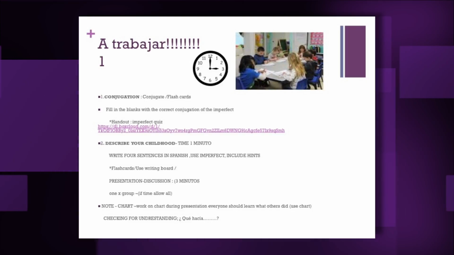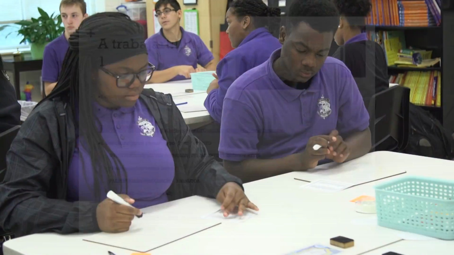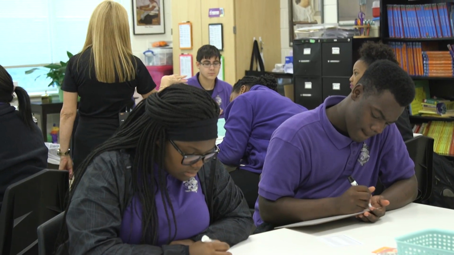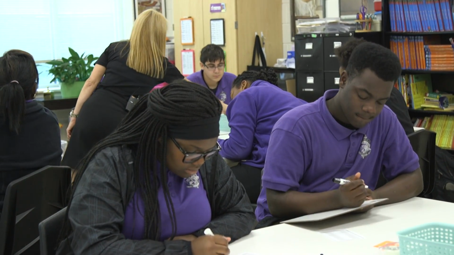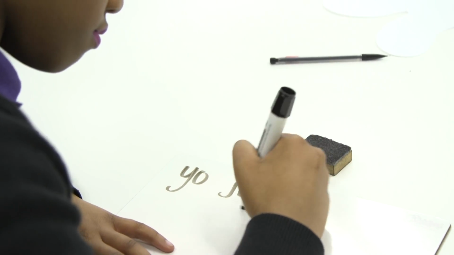Everybody, I want you to write. We're going to write one sentence. Everybody write one, in groups of four. One sentence about something that you used to do in the past, okay? If you need vocabulary, use your vocabulary pictures in there. Let's move a little bit quickly because we're going to go to the third objective.